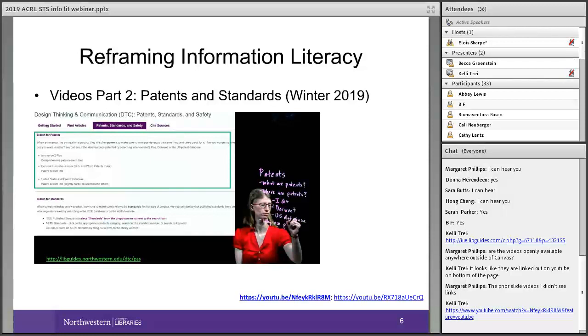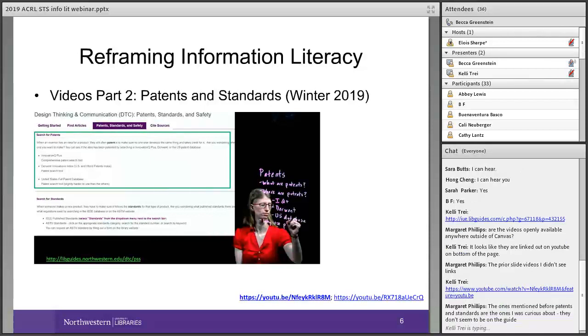They are currently integrated on the DTC research guide. We're working on assessment for those. The spring version of the research practices survey has some questions about patents and standards, and I'll get into more about that in a second. We're still trying to figure out if the videos will be required viewing or not. Assessment-wise, so far, I looked yesterday, and the patents one had 26 views, and the standards one had 21 views. Again, I have no idea who's watching those videos, but those are the numbers we have.